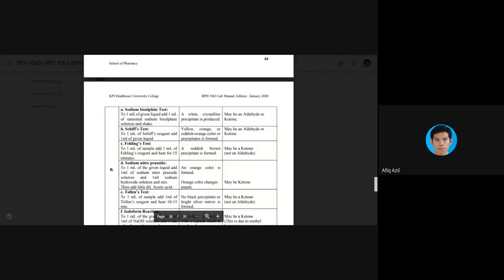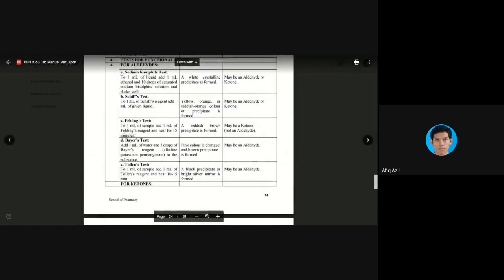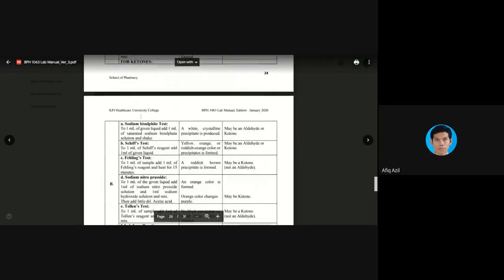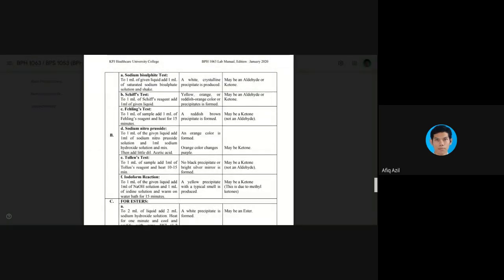And then for the ketone tests, the sodium bisulfite test is the same. Schiff and Fehling are also the same as for aldehyde. The ones that are different are sodium nitroprusside and also the iodoform reaction. These two are specific tests for ketone. That means, I will say this as a positive observation, it proves that it is that functional group.